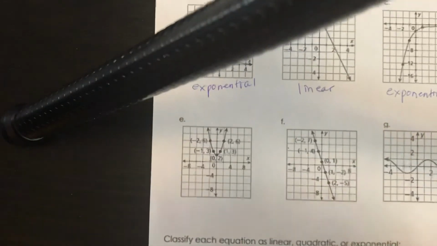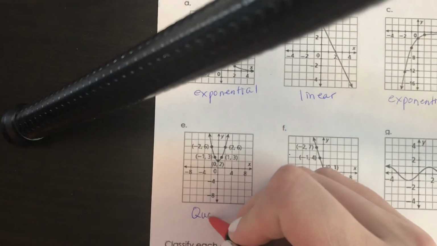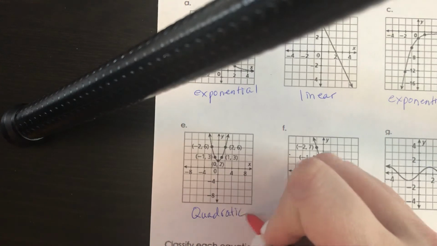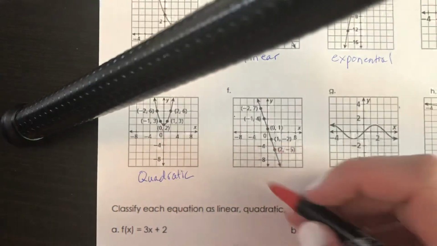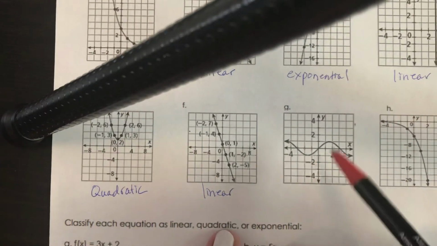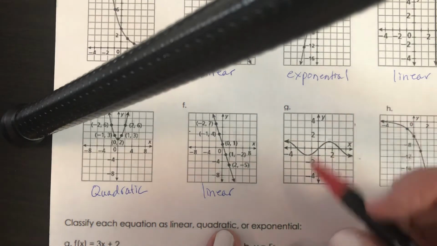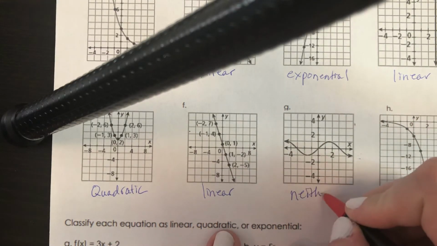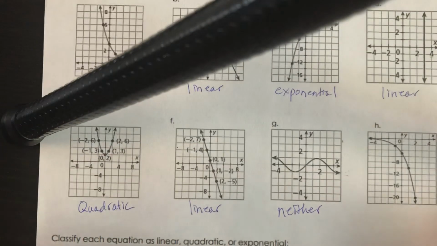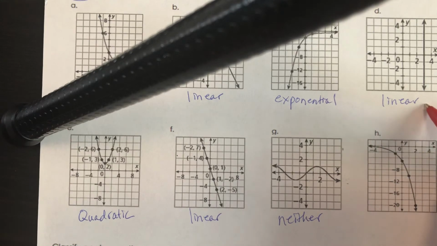All right, let's keep going. All right, this one over here, it starts up, goes down, and comes back up again. So this is quadratic. All right, this next one's a line, so it's linear. All right, so look at this one. It kind of just looks like a wave. So have we talked about one that looks like that? No, so this is neither. And this last one is actually exponential. So if you flip this, it looks like it's going up. So it's just flipped upside down, so it's exponential.